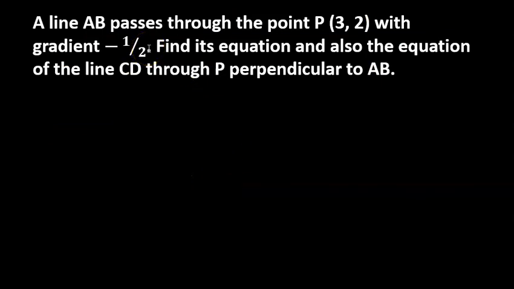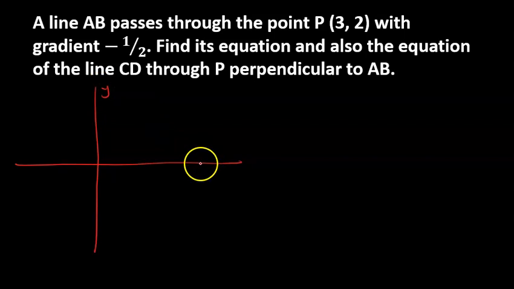Now, our question says that a line passes through the point P with gradient of -1/2. Find its equation and also the equation of the line CD through P perpendicular to AM. Let's try and do a little sketch of what this line should look like. Here's Y and here is X. The line passes through the point P. Point P is tagged at 3. Here is 3. Let's scale this up, and here should be what? 2. So point P should be somewhere around here.